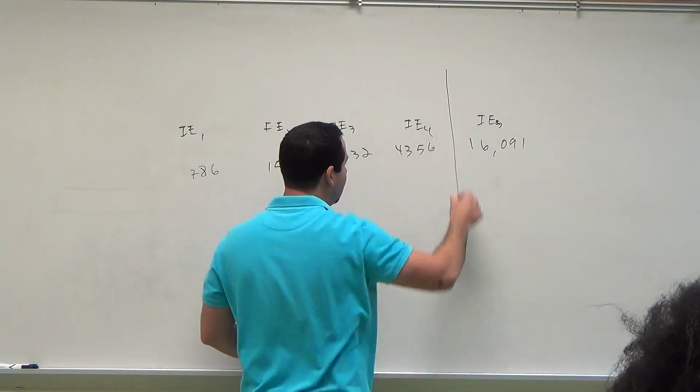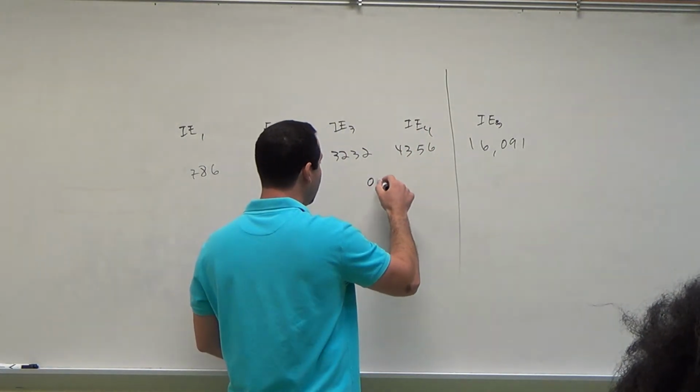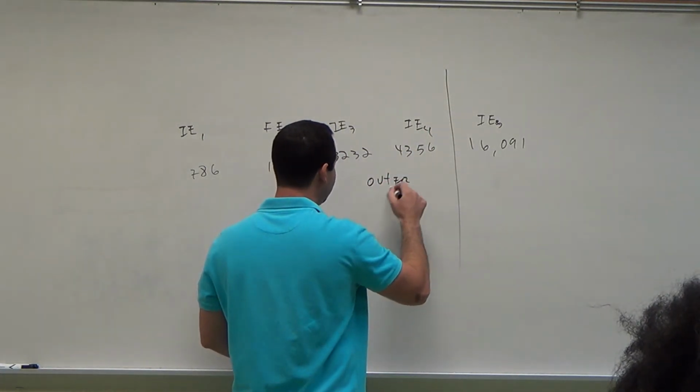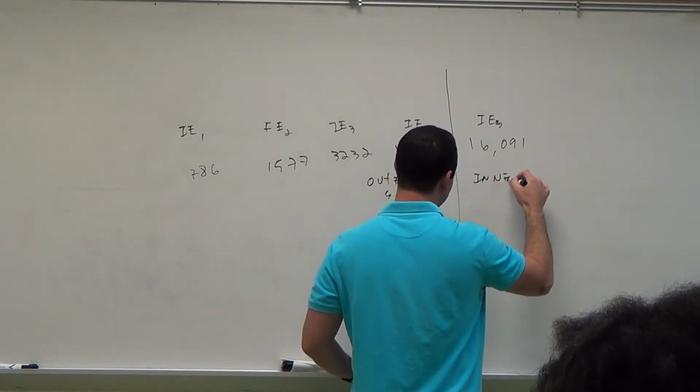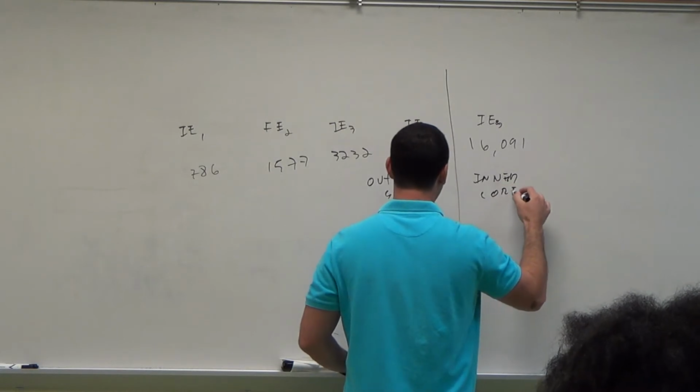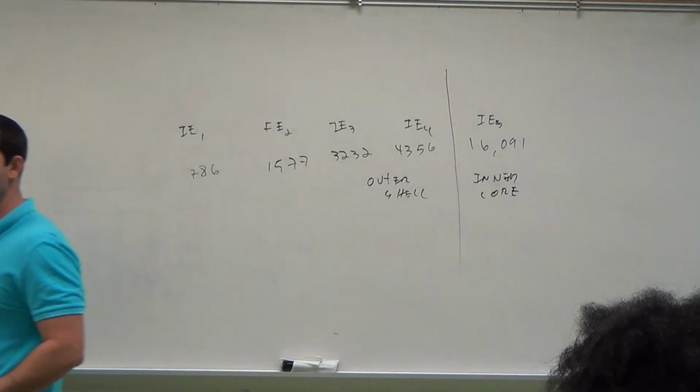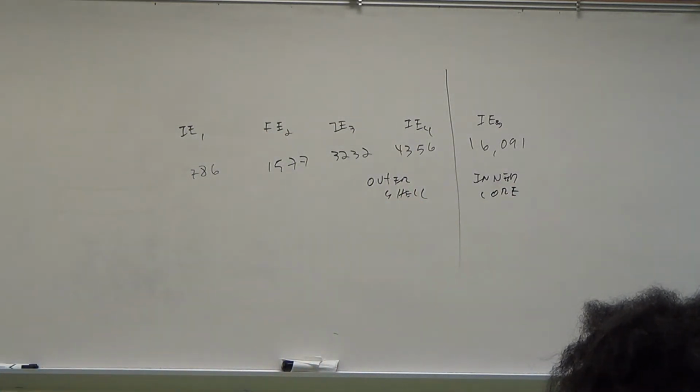So what happened here? It went from outer shell electrons to inner core electrons, because inner core electrons are more difficult to remove. Okay? Yes? Is that clear now?